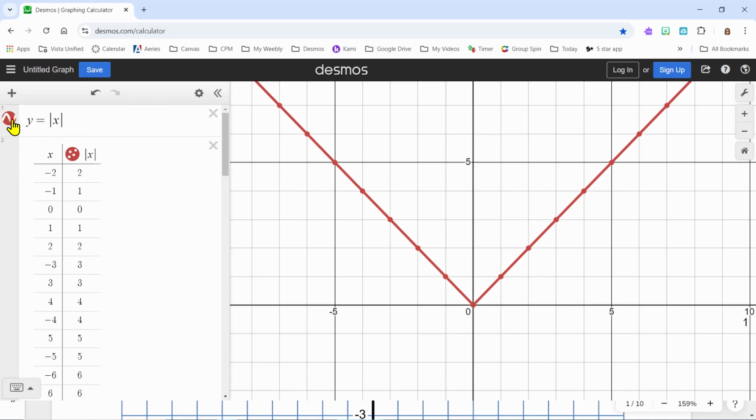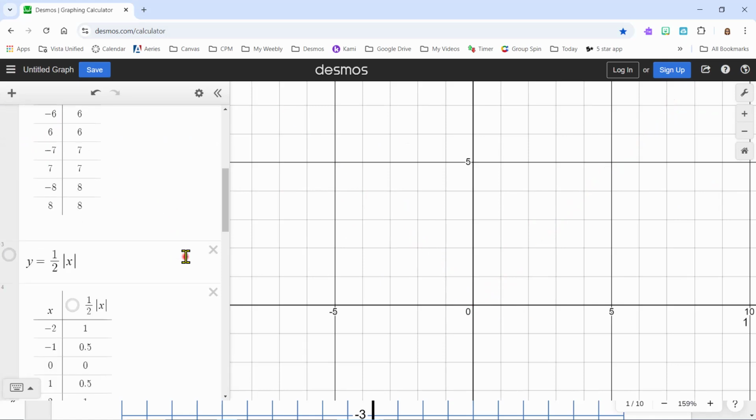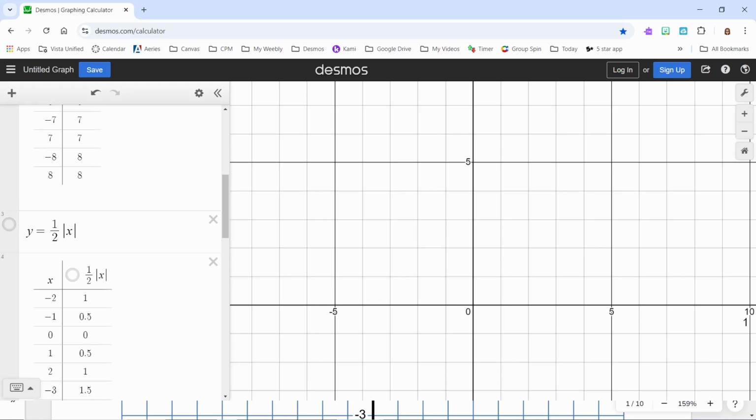Now, I am going to do, let's say, y equals 1/2 times the absolute value of x. So that's what that graph looks like. Let me plot these points here. Now, what's happening is when I take the absolute value of 0, which is 0, times it by 1/2, well, 0 times anything is 0. So this point does not change. When I go out to 1, the absolute value of 1 is 1, but instead of going up to 1, I'm going half as high. So I'm going up to 1/2.